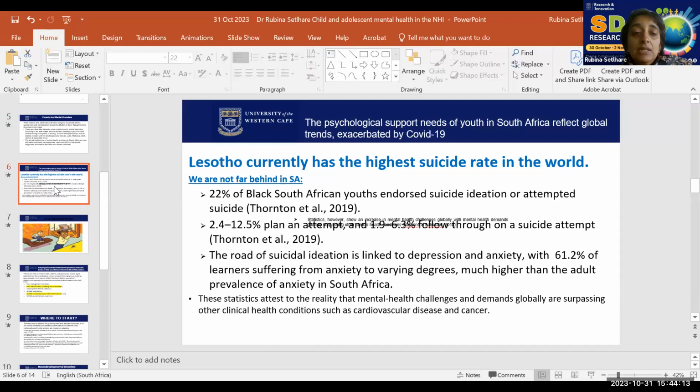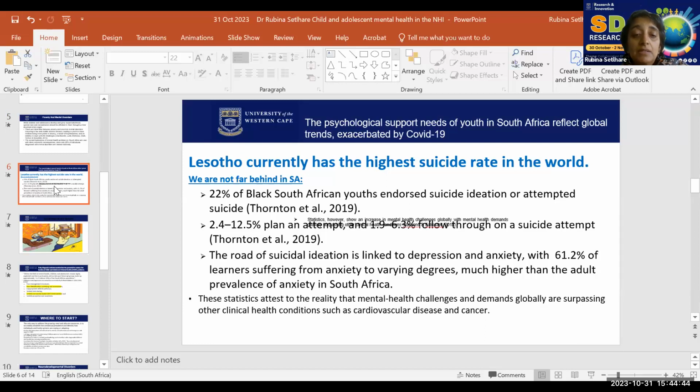So we're sitting currently with Lesotho, our neighboring country, having the highest suicide rate in the world. Now, this was quite shocking, the results, this research that came out. But we are not far behind. We research locally. Now, most of the research that we are finding on mental health amongst the youth is pre-COVID. And we all know that that has been exacerbated.